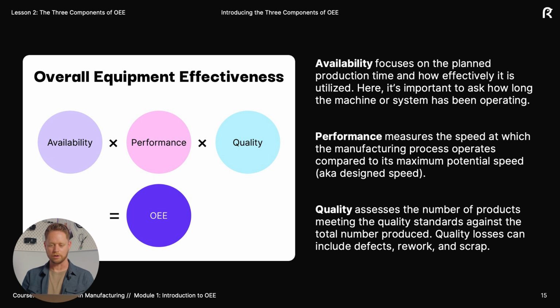Performance measures the speed at which the manufacturing process operates compared to its maximum potential or design speed. This component of OEE helps in identifying whether more products could potentially be produced during the allocated production time. Quality assesses the number of products meeting the quality standards against the total number produced. Quality losses can include defects, rework, and scrap. This component is crucial for understanding the waste generated due to defective products.